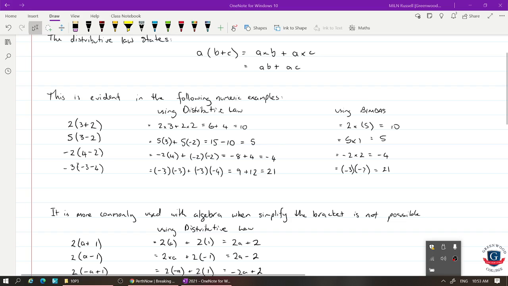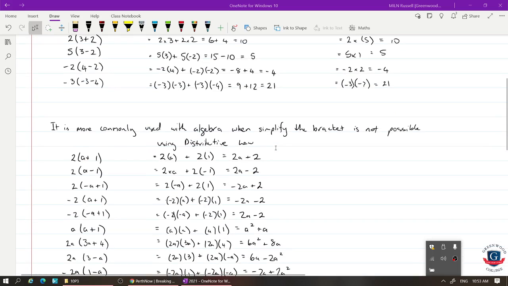Last one, negative 3 times negative 7 is negative 21. That's what we have there. Negative 3 times negative 3 will give me 9. Negative 3 times negative 4 will give me 12. Negative gives me positive, negative gives me positive. 9 plus 12 is 21. So all the numeric examples of distributive law give us the same answer as BIMDAS, as would be expected.